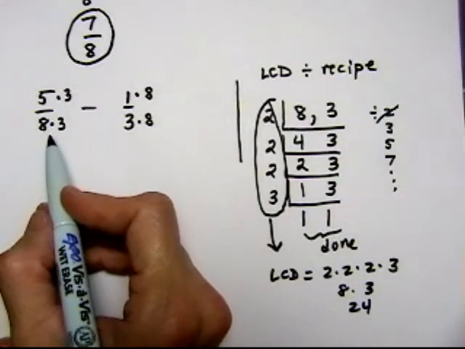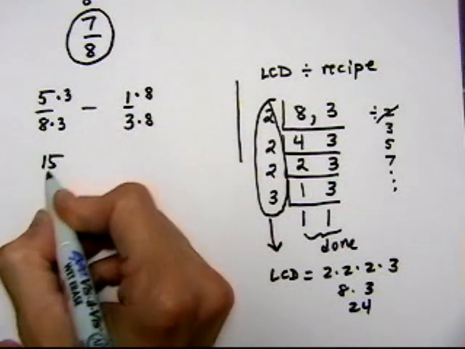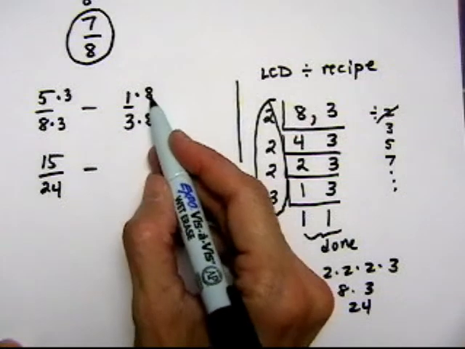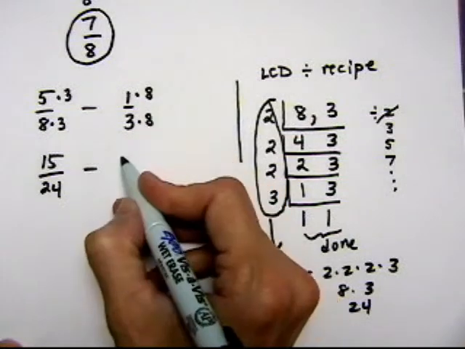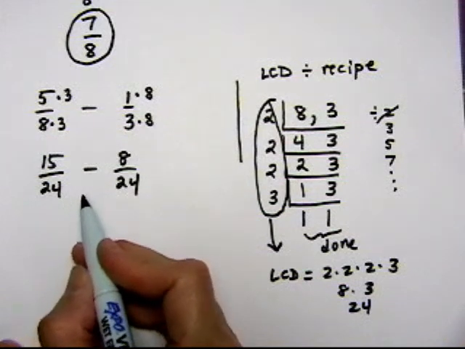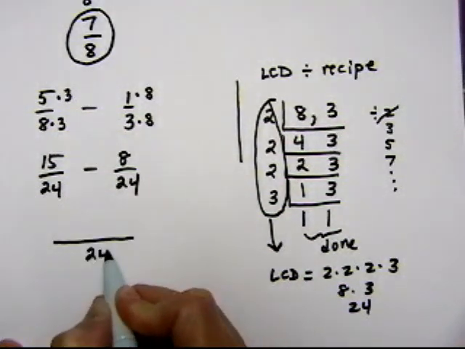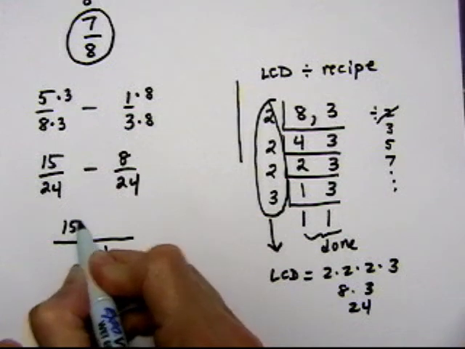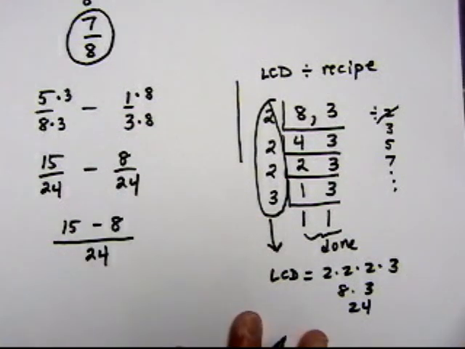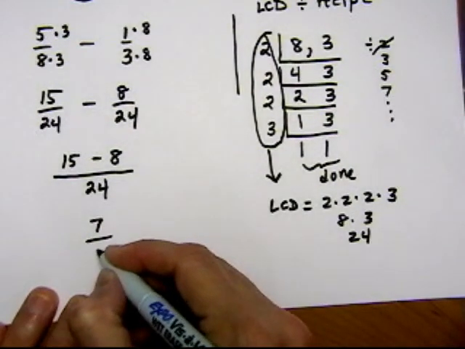Alright, so let's see, we've got 5/8, and we did times 3 top and bottom, giving us 15 over 24, minus 1/3, and we did times 8 in this case, top and bottom, and that gave us 8 over 24. Now we have subtraction of two fractions with a like denominator, so we keep the denominator and subtract the numerators, and that gives us 7 over 24.